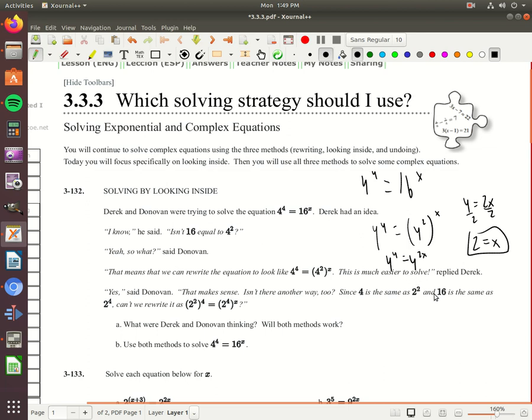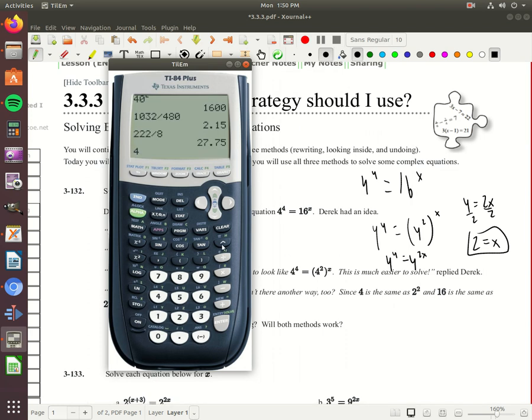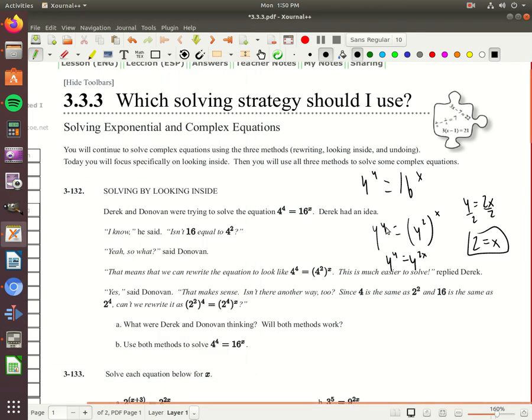So I'm a little bit annoyed by this, but the long story short is 4 to the fourth should equal 16 to the second. So let's see if that's true. Does 4 to the fourth equal 16 to the second? They both equal 256, so x equaling 2 makes sense.